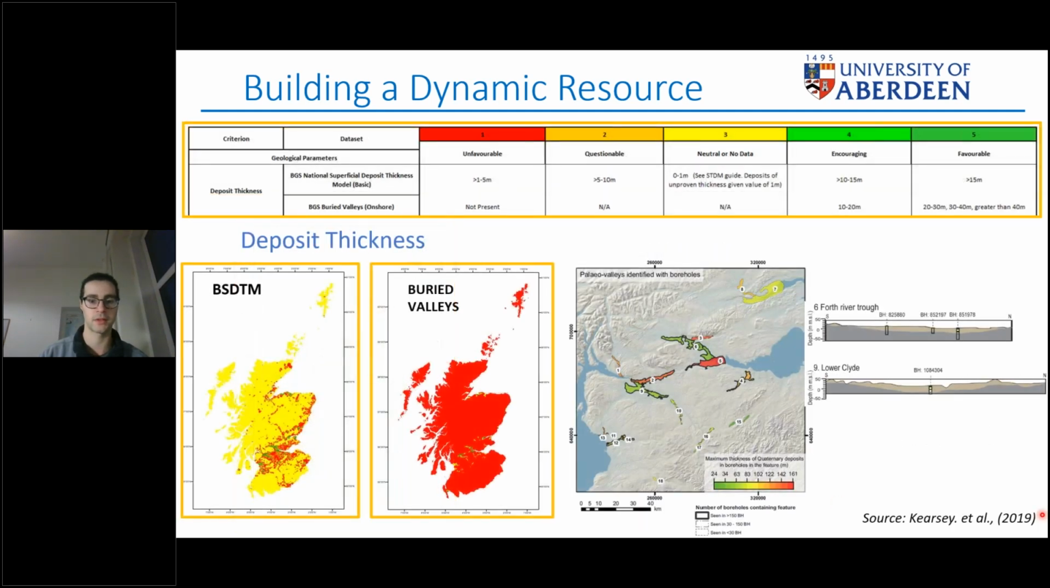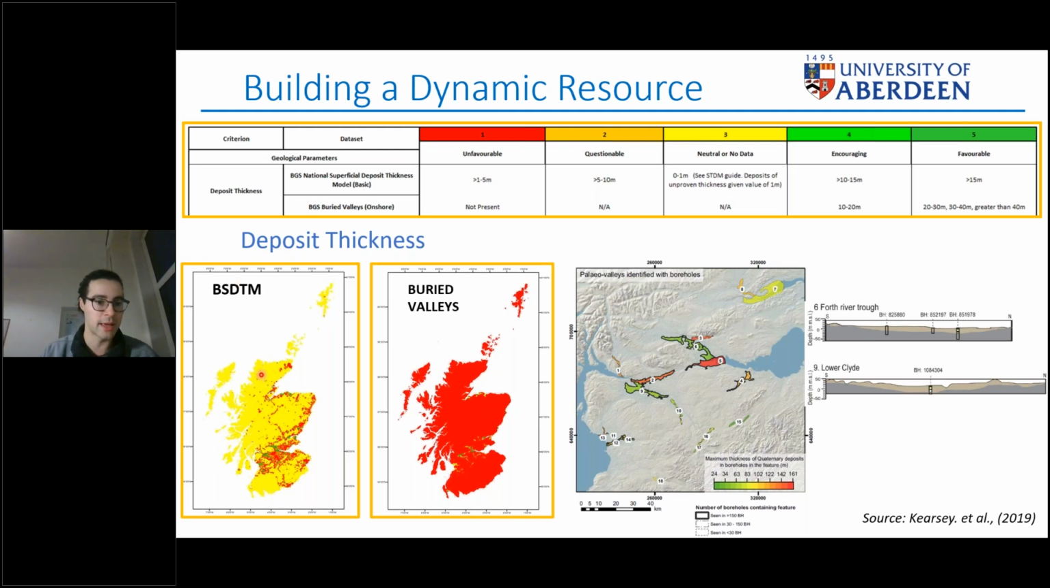So then we have deposit thickness, and this is represented by 2 data sets. The first is the basic superficial deposit thickness model. It's from BGS, and both of them are from BGS actually. And this effectively just looks at the borehole records across Scotland and maps out the superficial deposit thickness across them.